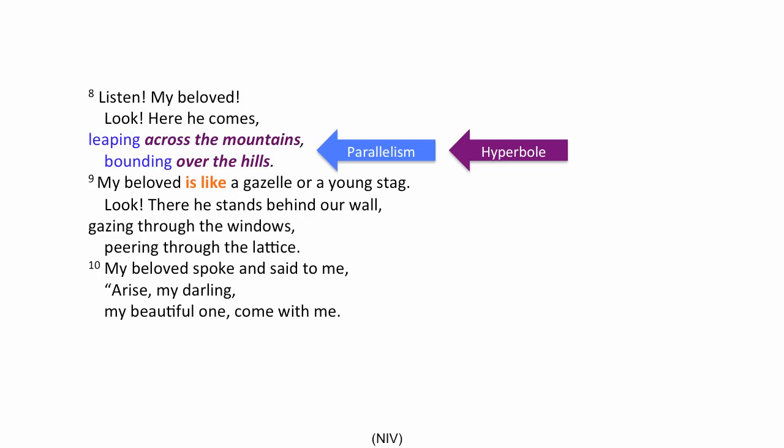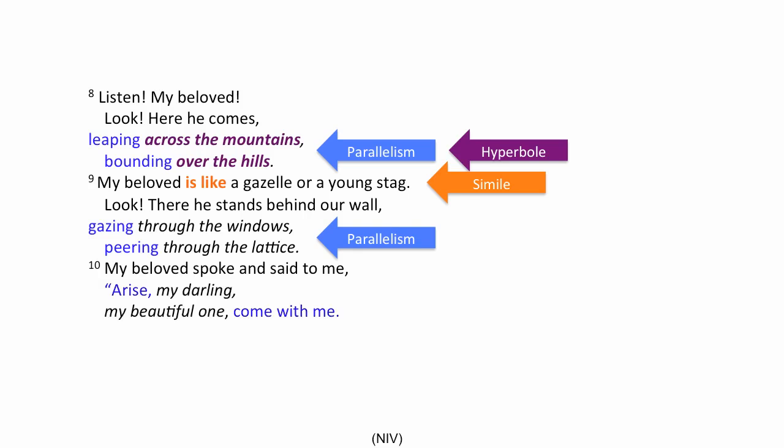My beloved is like a gazelle or a young stag. He's very attractive. He's agile. And then look, he stands behind our wall, gazing through the windows, peering through the lattice. So we see verse 9 is the simile. And then we see another parallelism, gazing and peering through the windows, through the lattice.